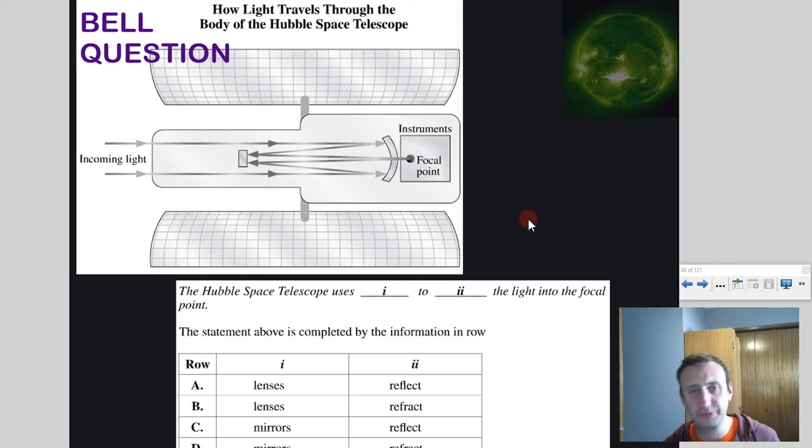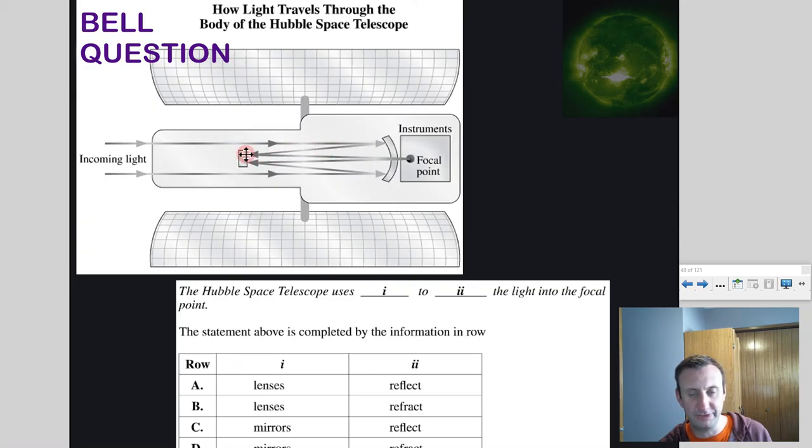So here's a neat question from an old PAT. This is a Hubble telescope diagram, and it's asking, first of all, what kind of technology it uses. So the Hubble Space Telescope uses blank to blank the light into the focal point. And you can see the focal point is actually measured right there. So is this showing lenses or mirrors? And the answer is, this is a mirror, right? It's reflecting off.